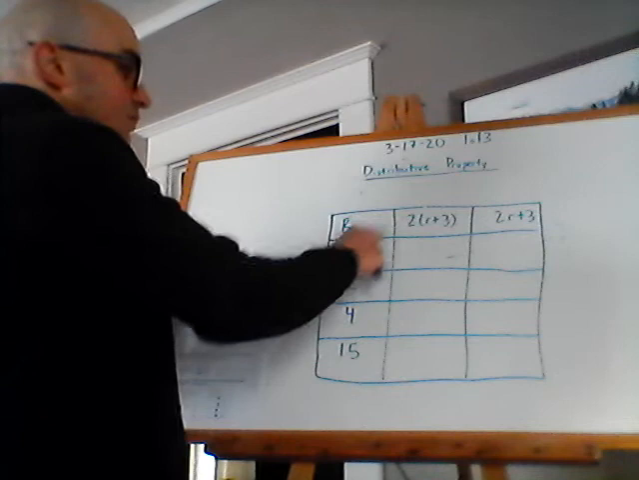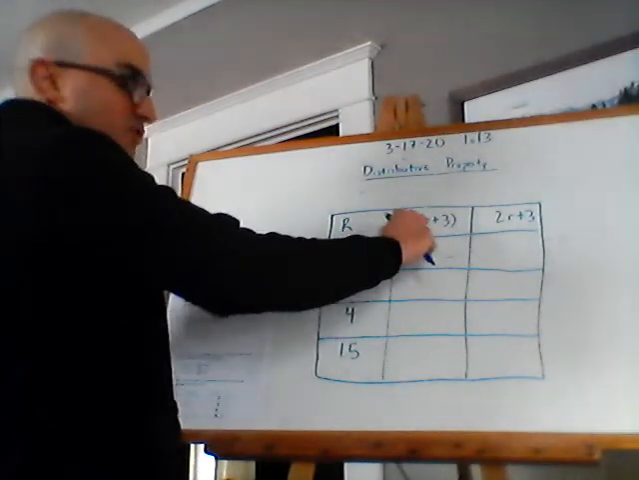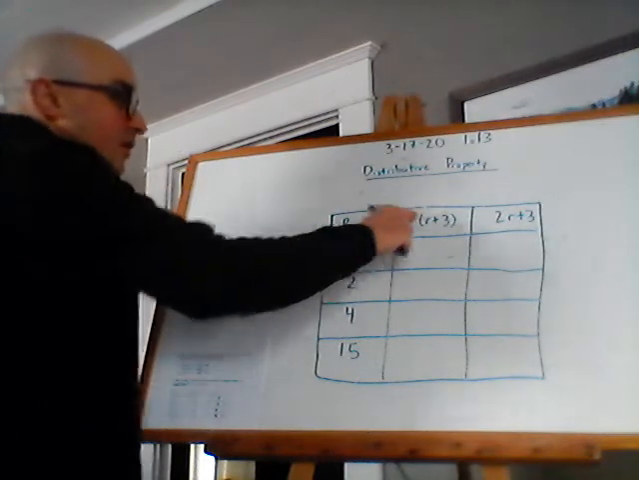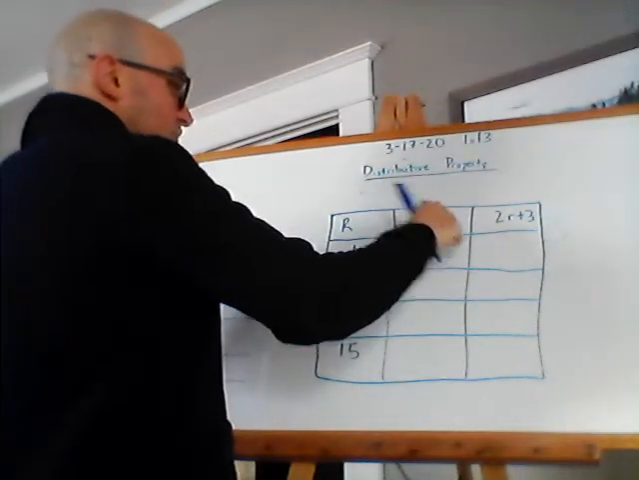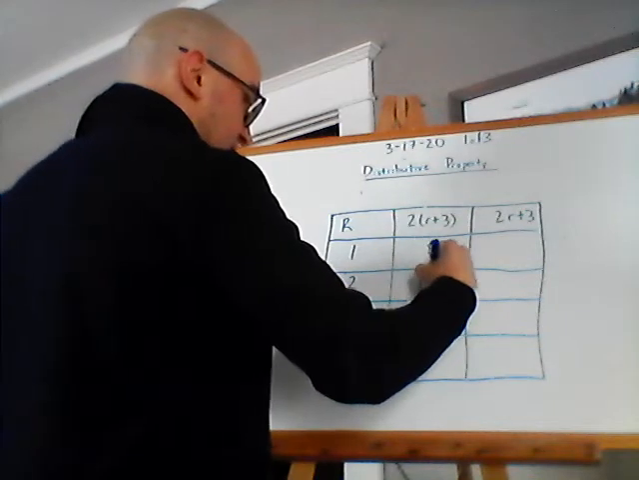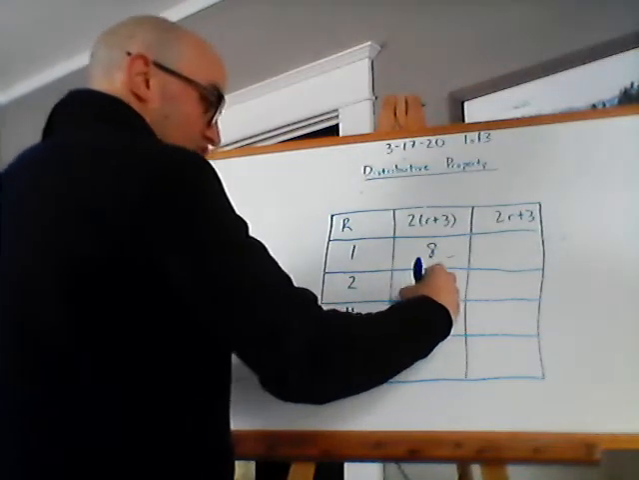So here we've got values for r. We'll substitute those values in for each equation. We'll just do one column at a time. 1 goes in here. 1 plus 3 is 4 times 2 is 8. I'm just going to keep filling these in. Again, you'll have to pause and check.